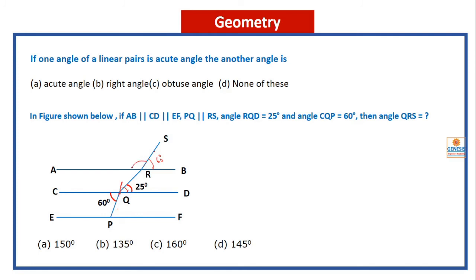Next, taking this total line as total angle of 180 degrees, I can subtract it, then I will find this as 120 degrees. And using alternate angles, 25 of this is 25. So 120 plus 25 is 145. So D is the answer for this.